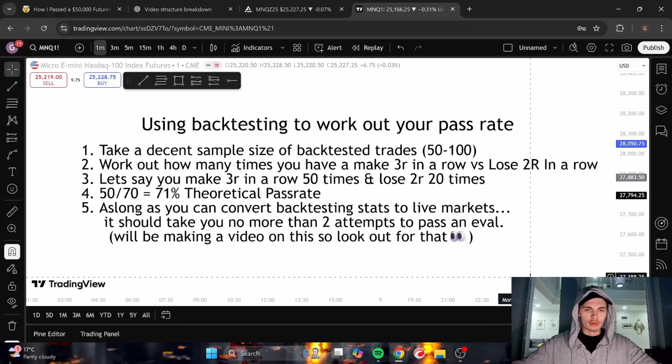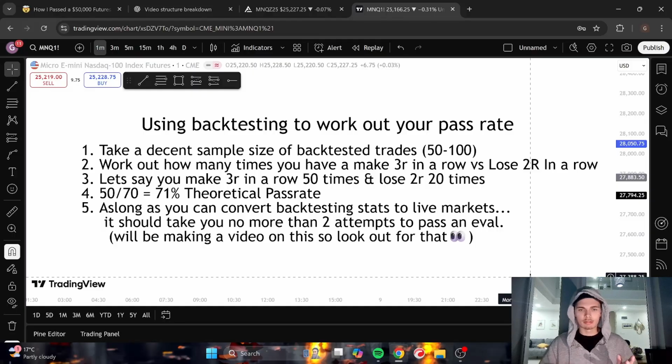Okay, so in order to know if you can actually trade aggressively on evaluations, you need to work out your theoretical pass rate in backtesting. I haven't seen anyone do this before, but it was something I just thought of when I was backtesting. You basically want to take a decent sample size of your backtested trades, say 50 to 100 trades, and then work out how many times you make 3R in a row versus how many times you lose 2R in a row.